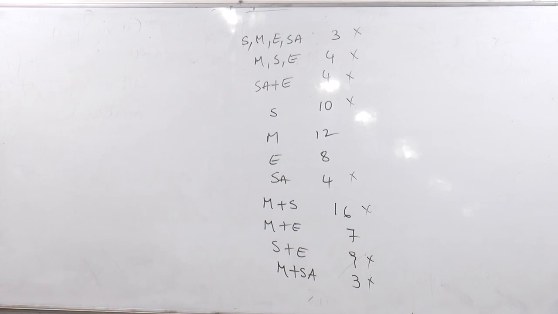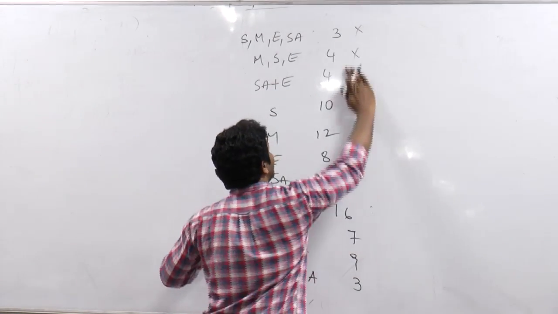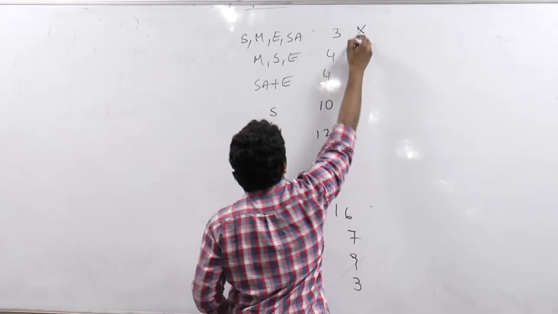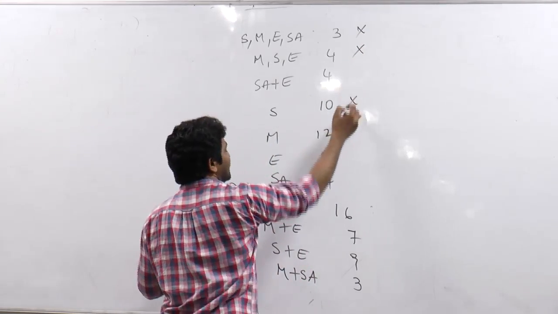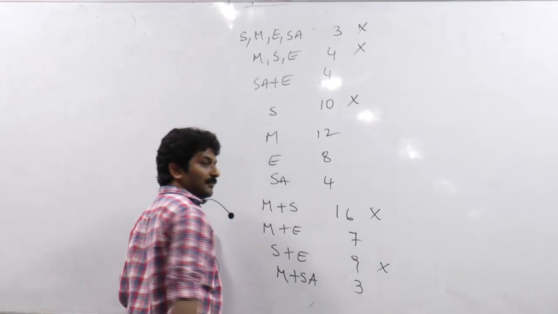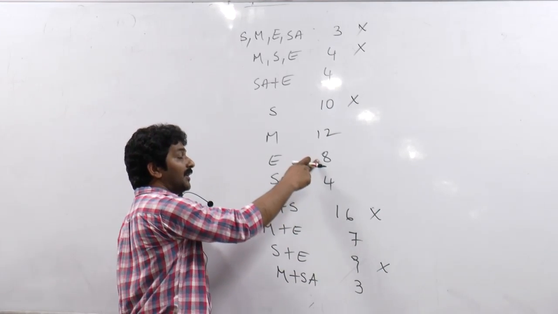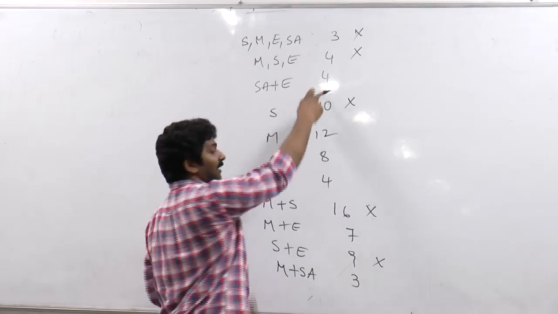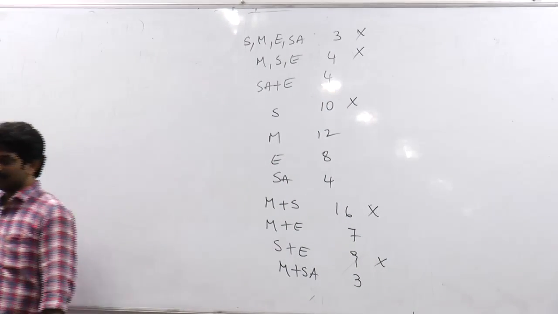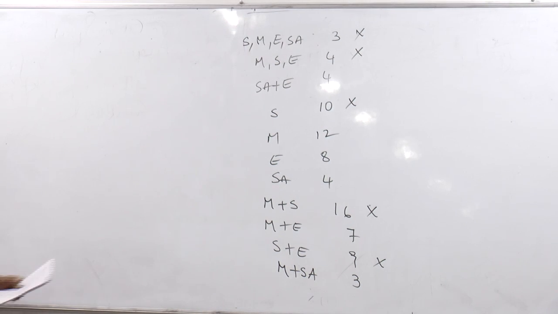How many students do not take tuition in science? You are not supposed to take the science value. Don't take this, don't take this, this one, last but one. You can add the remaining values. 7, 3, 10, 14, 22, 34, 38, 38. Right.